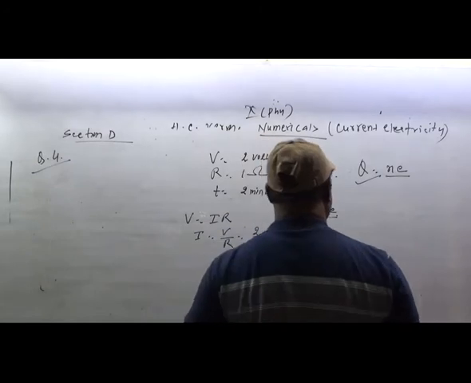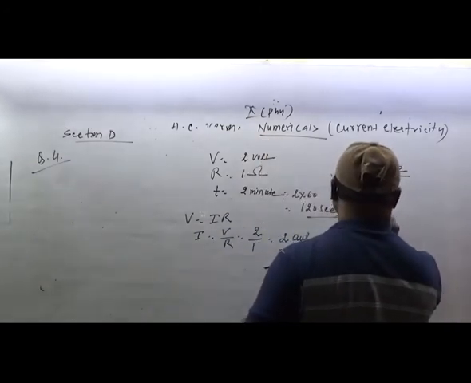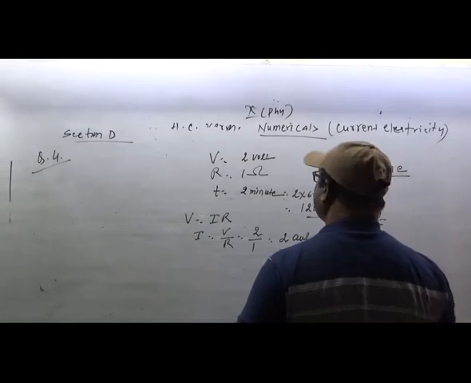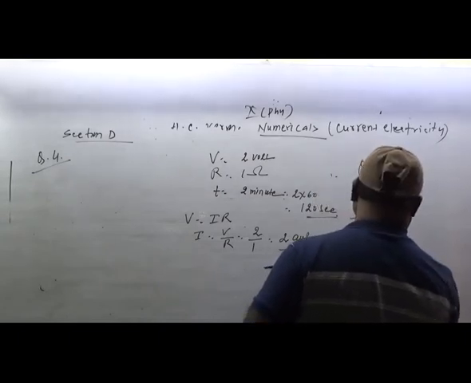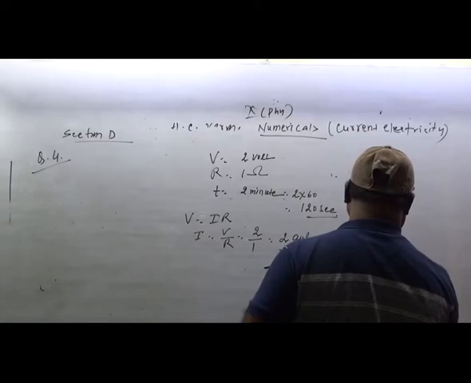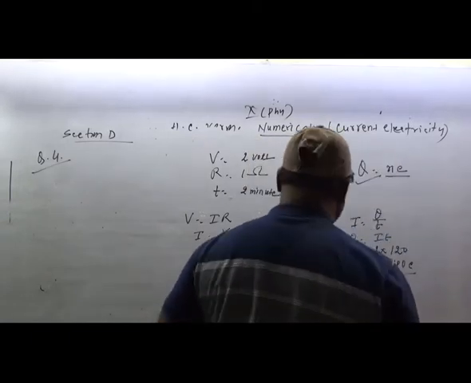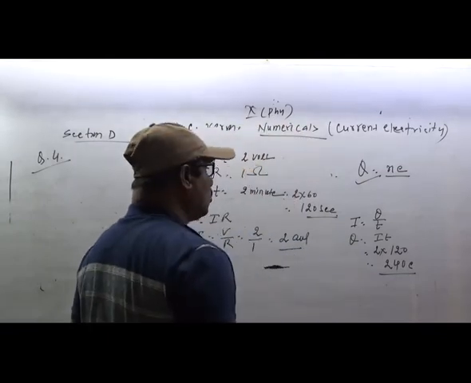Now we have to write the formula. I is equal to Q by T, so Q is equal to I into T. I is how much? T is how much? It is 120. 2 into 120 is 240. Alright, this is 240 coulomb.